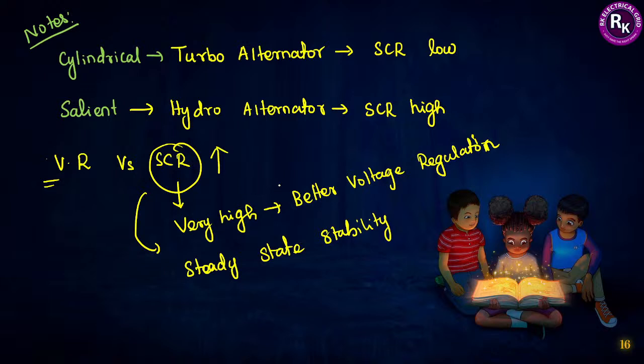If your alternator's short circuit ratio is very high, then it will have a better improvement in the steady state stability. So what is the conclusion? More short circuit ratio leads to improvement in the steady state stability limits. We can say a better value gives improvement in the steady state stability limits, such that it becomes more and more stronger against faults or sudden changes.